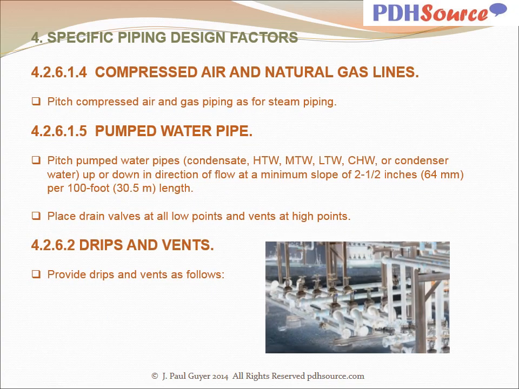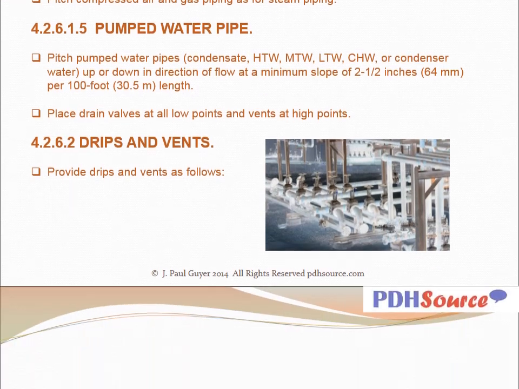Pitch compressed air and gas piping as for steam piping. Pitch pumped water pipes, condensate, high temperature water, medium temperature water, low temperature water, chilled water, or condenser water, up or down in direction of flow at a minimum of 2.5 inches per 100 feet of length. Place drain valves at all low points and vents at high points. Provide drips and vents as follows.